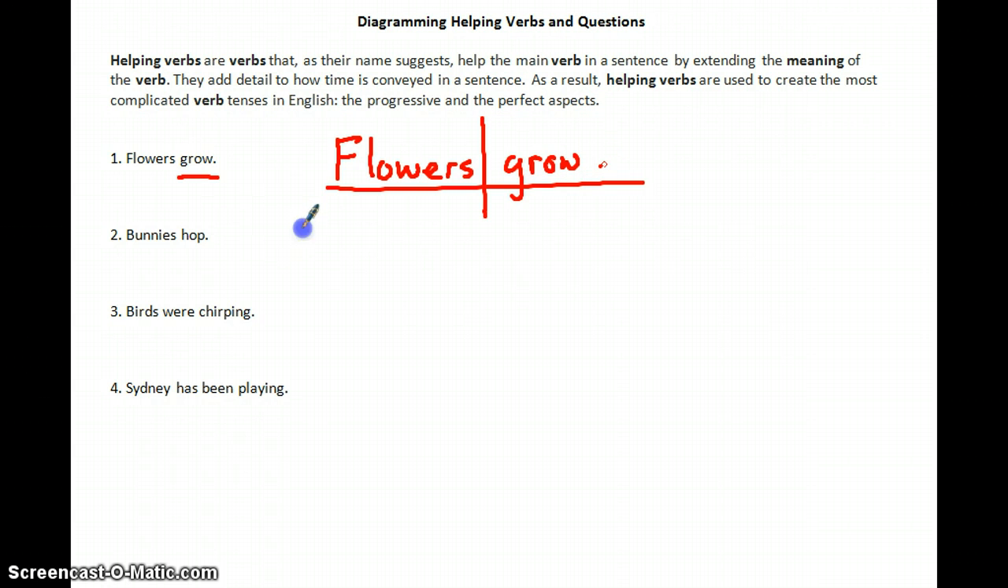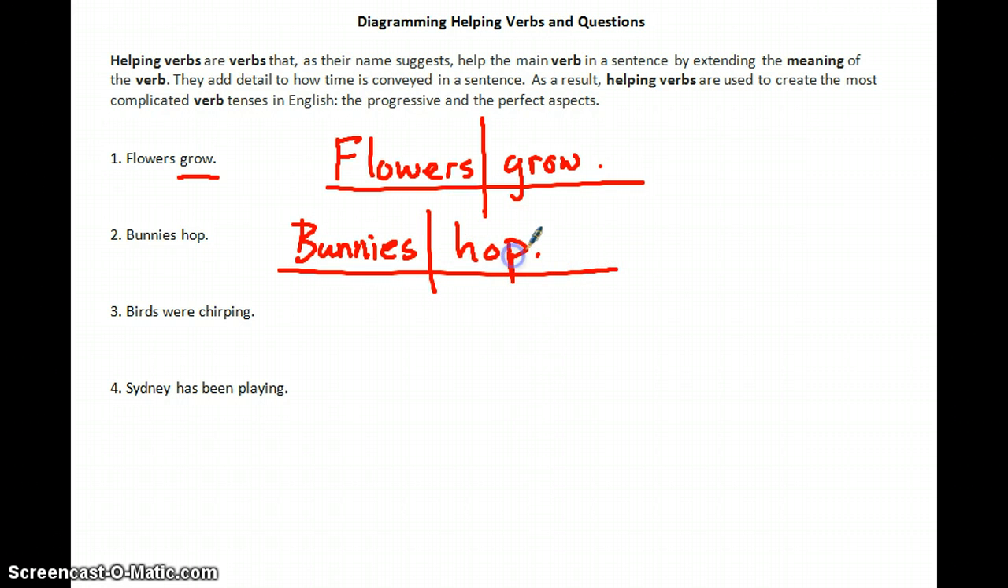The subject of the sentence is bunnies. What about those bunnies? They hop. Both action verbs, you'll notice. Now let's take a look at number 3, and here's where helping verbs come in. Now we can say birds chirp, right, in the same way that we say bunnies hop.